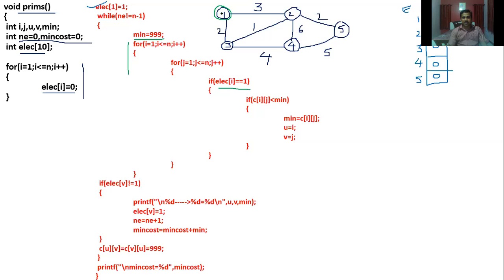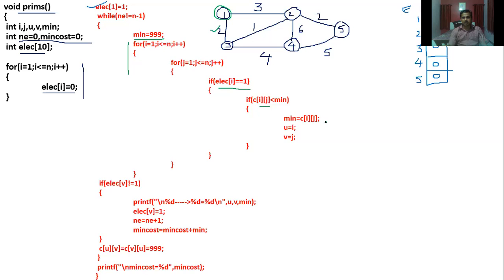So only one vertex is in 1 here. That is 1, and I'm calling it I. Its adjacent vertices, J, can be 2, 3, 4, and 5. But for 4 and 5, it is going to be a farther distance, infinity. So the nearer ones, the straight away adjacent vertices, are 2 and 3. Among these, which is the minimum one? 1 to 2, it's 3. 1 to 3, it's 2. So the minimum one is 2 actually.